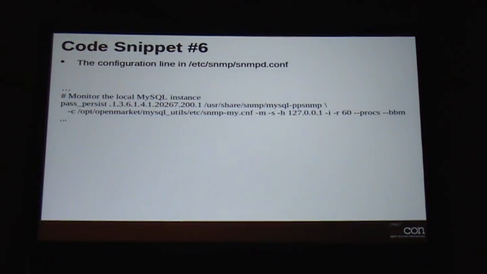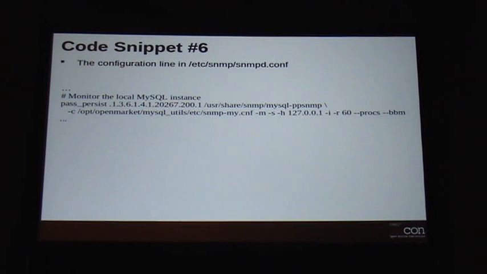So this is the line that you need to add to the SNMP configuration file. It's pretty self-explanatory if you have any experience with that particular file. Basically you specify pass_persist, the protocol, and the OID number I was talking about, up until the 20267. The .200 is the part corresponding to MySQL. The other extensions are the ones that correspond to this script.